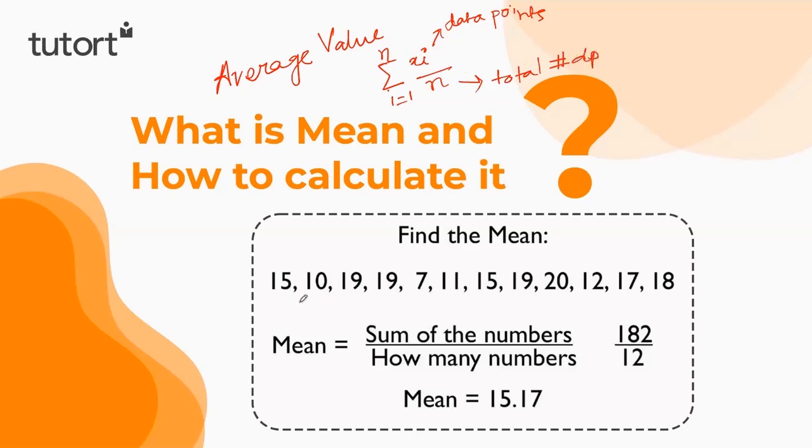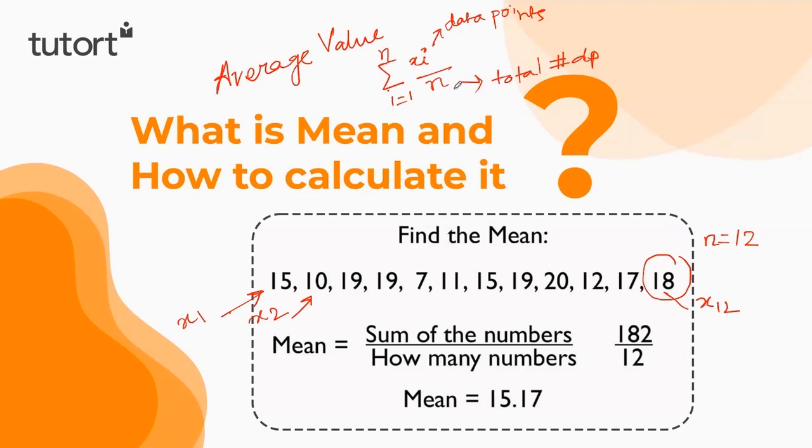So now let's consider this example. In this example, how many data points do we have? We will start counting: 1, 2, 3, 4, 5, 6, 7, 8, 9, 10, 11, 12. So in this case, our n will be 12. And what is x of i representing? Suppose I consider this as x of 1, and number 10 as x of 2, and similarly, if we consider 18 as x of 12. Why x of 12? Because 18 is the 12th element of this data set.